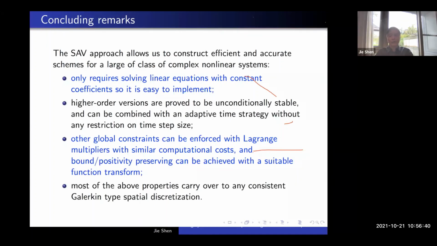And it's extremely efficient if you use a spectral or finite difference method, where fast solvers are very important to you. It can be high order and unconditionally stable. It can also satisfy global constraints. And it can be used with almost any consistent spatial discretization.